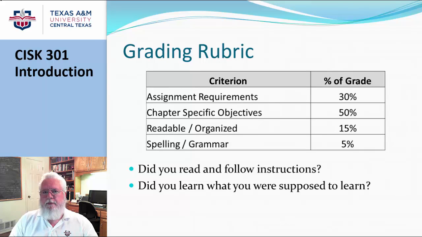So here's the grading rubric for doing assignments. The vast majority of the points from the assignment come from, did you learn what it is you're supposed to learn? The chapter-specific objectives. There's a sizable chunk for, did you read and follow instructions? And then the rest has to do with, is it pretty, is it neat, and then spelling and grammar, those kinds of things.